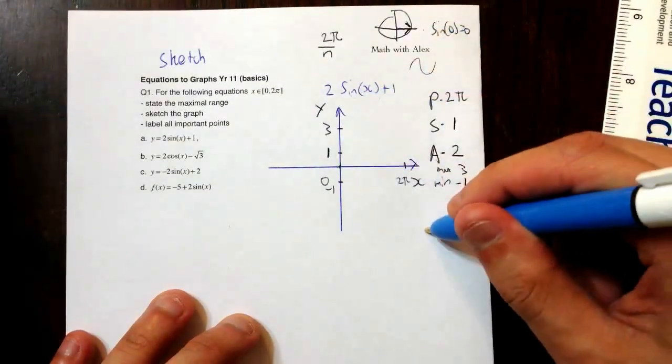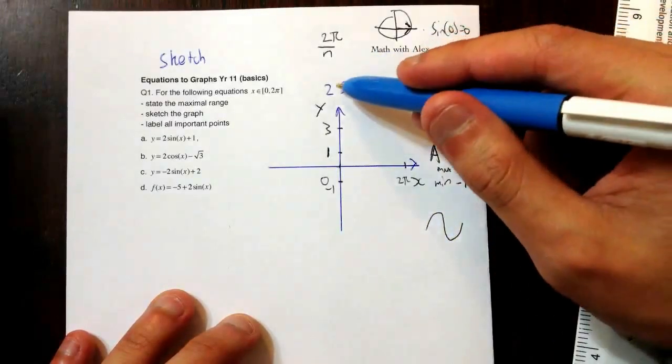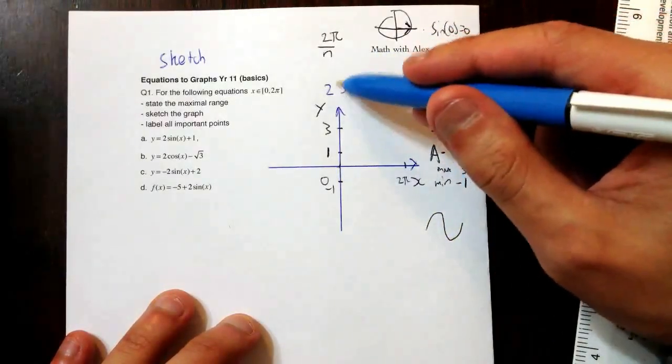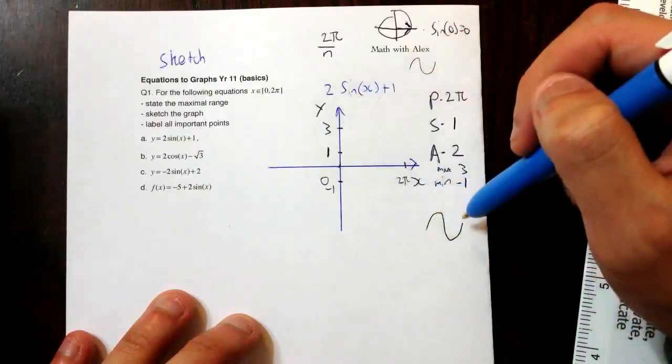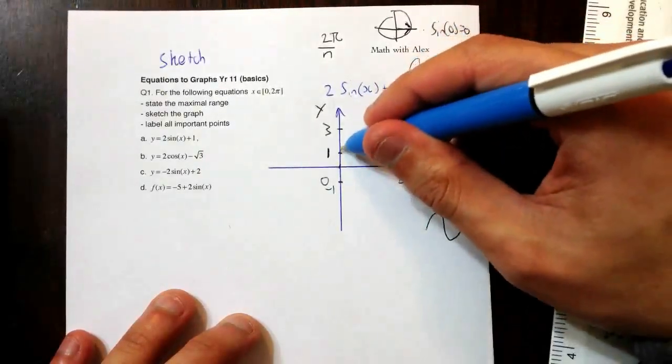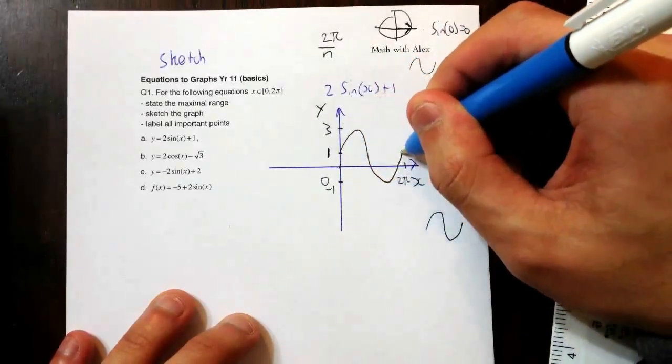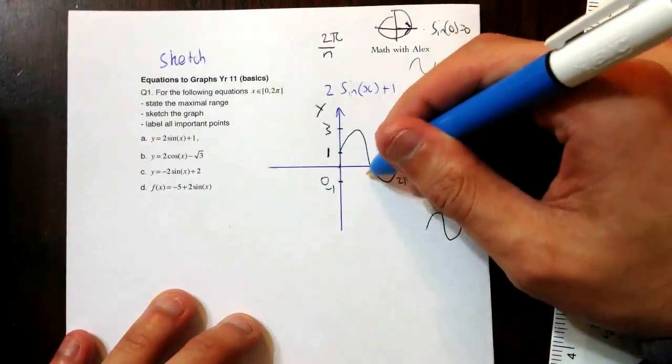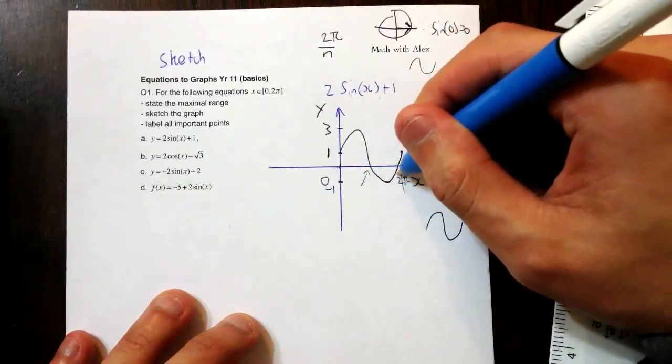Well, you know, a sine looks like this, and nothing's funny happening to it, like it's not being moved to the left or right, and it's not being inverted. So all we need to do is draw that. One full period of that. So, done. Now, last things we need to do is the intercepts, because they are very important.